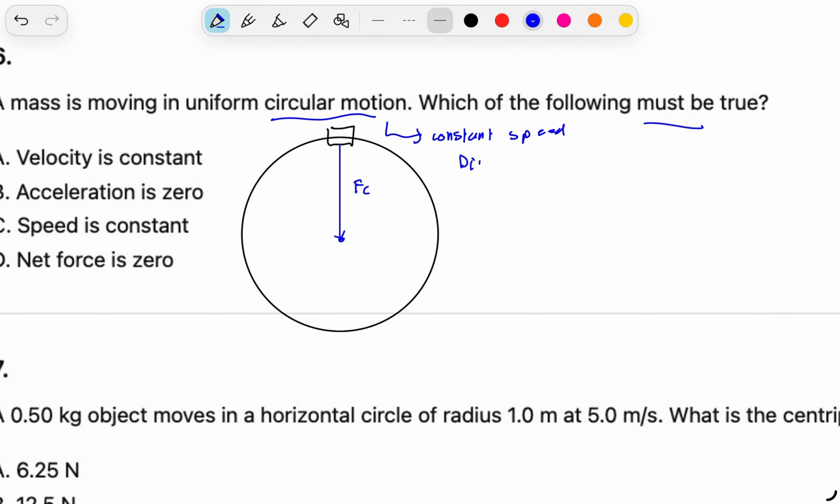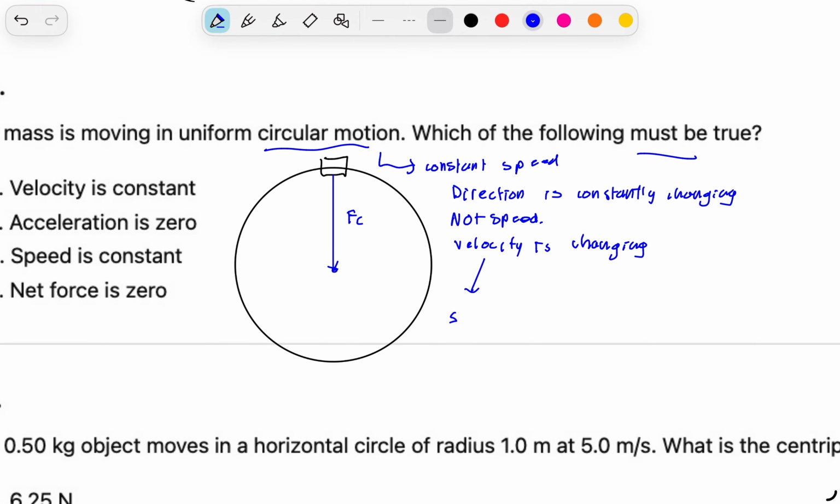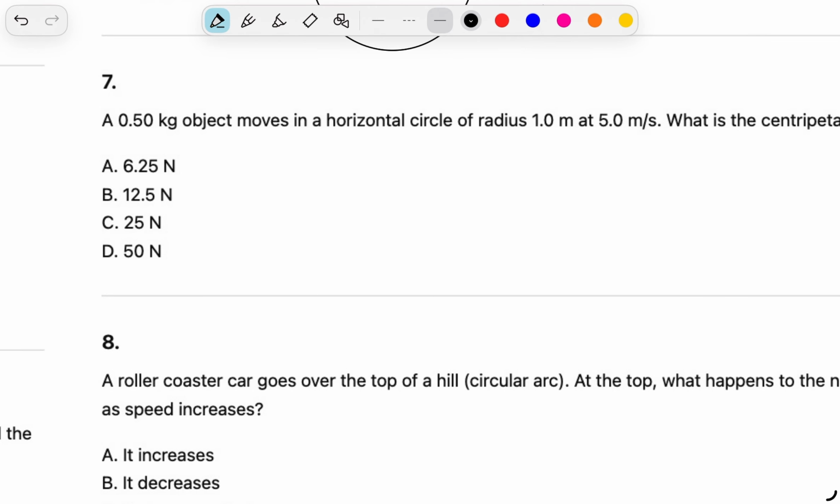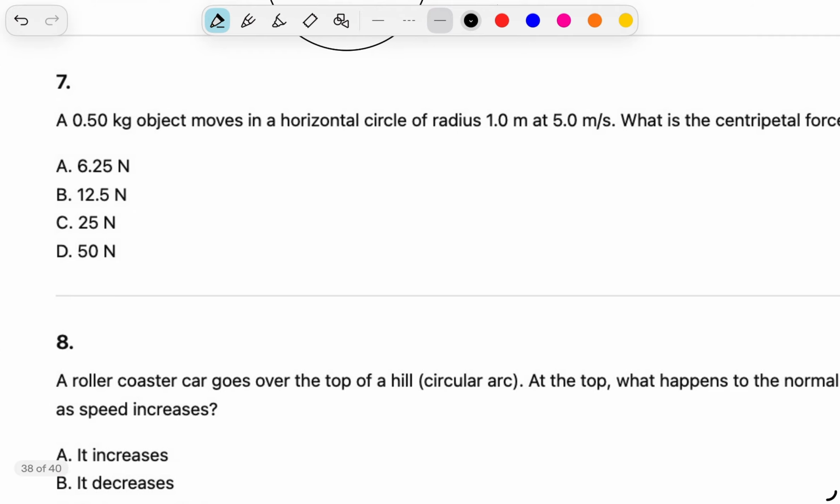So that means that the only thing that's changing is your direction. Direction is going to be constantly changing, not your speed. And that means that your velocity is changing. That's because velocity is not only dependent on the magnitude of your speed, it's also dependent on your direction as well. So what's changing is your direction, which is just going in different directions with the same speed. So you have C.